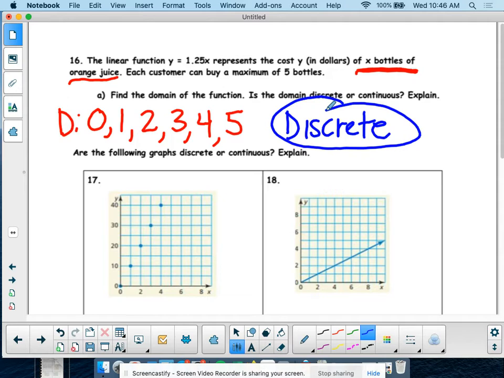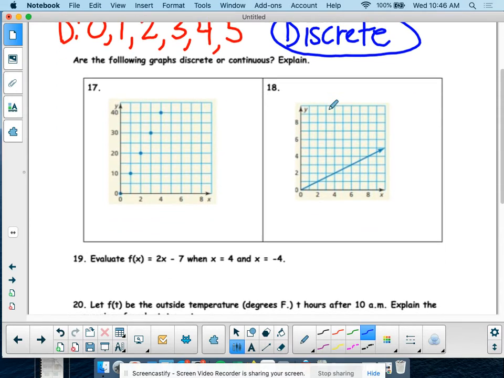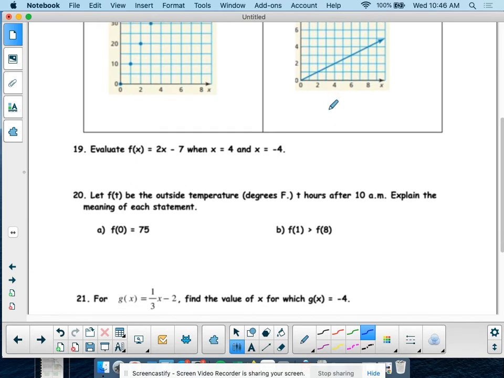Okay, 17, 18, you're just deciding if they're continuous or not. I think you'll be okay there. Evaluate, okay, now this is when you're plugging in 4 for x. You guys can do that just fine. You're just plugging in. Let's do 20 together. It's kind of goofy. 20 is a little goofy.